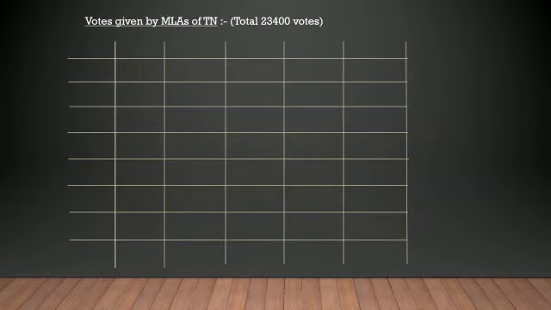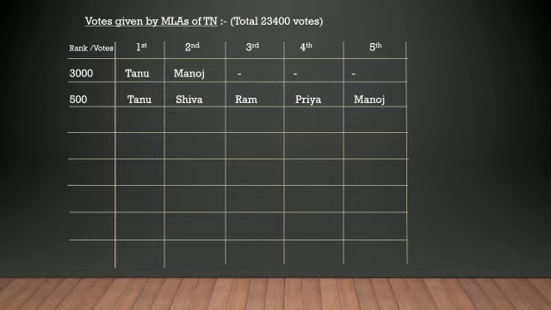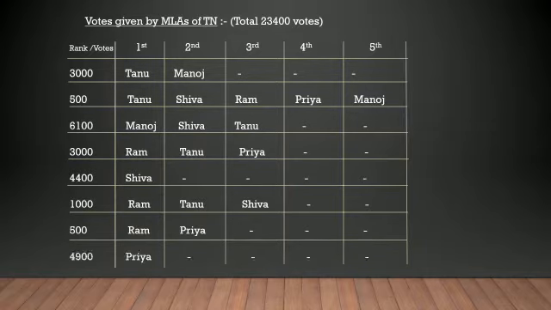Now, let's assume that the votes given by the MLAs of Tamil Nadu are as follows. 23,400 votes were divided as 3,000 votes gave first preference as Tanu and second preference as Manoj. 500 votes gave first preference as Tanu, second preference as Shiva, third preference as Ram, fourth preference as Priya and fifth preference as Manoj. Similarly, the other votes are aligned.